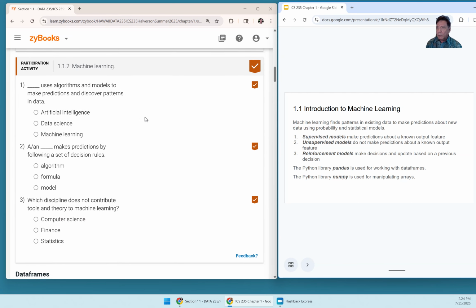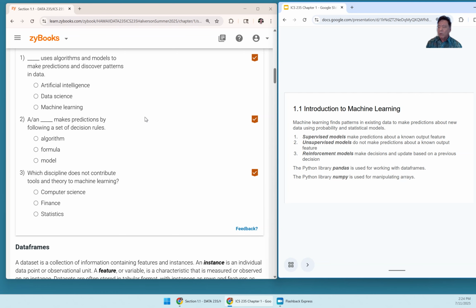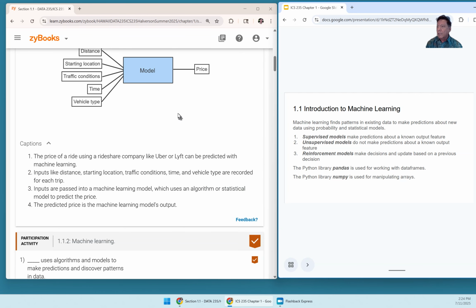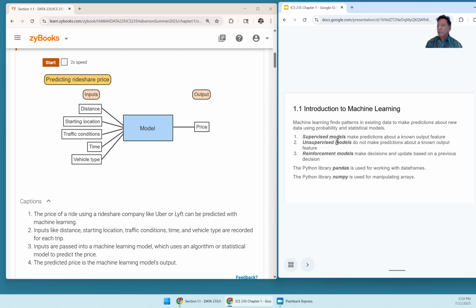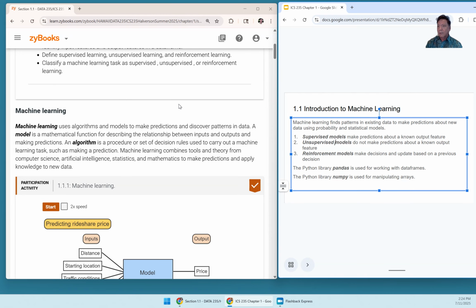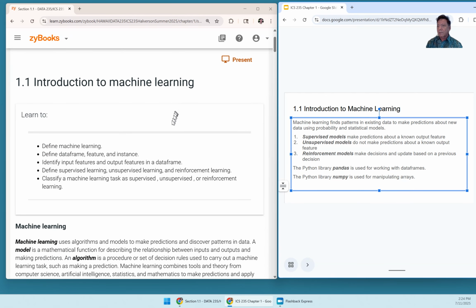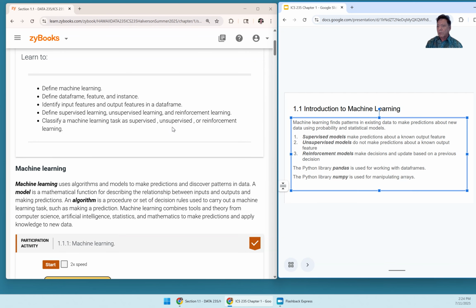Really we're just going to learn about procedures. We're going to learn how to recognize the different types of models, and we're going to learn how to set up these scikit procedures, and you'll see what that means, to solve these problems.